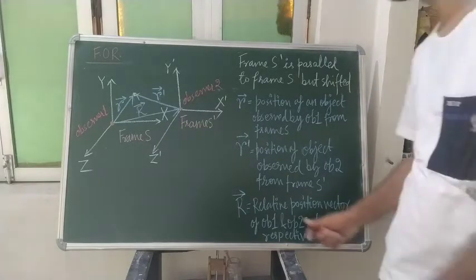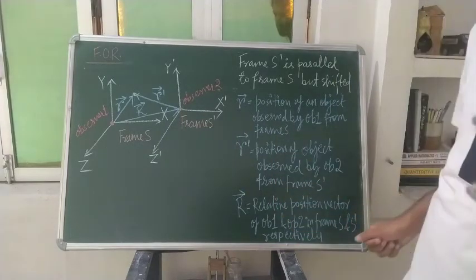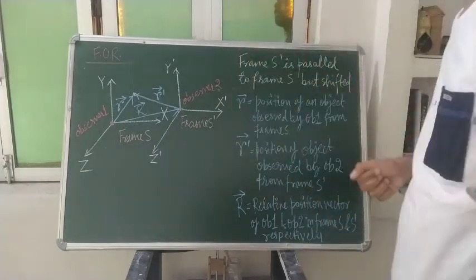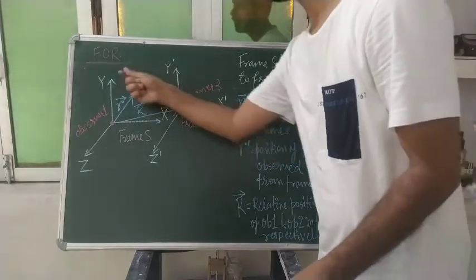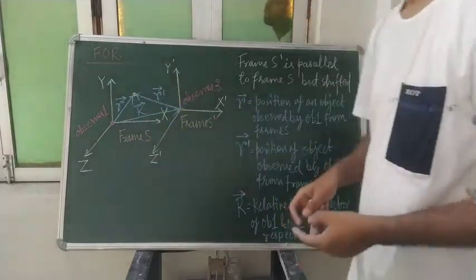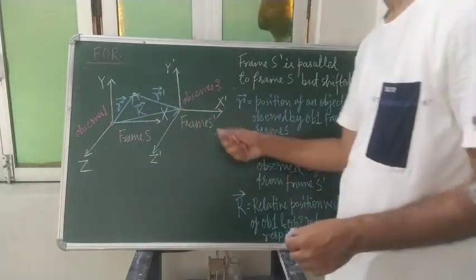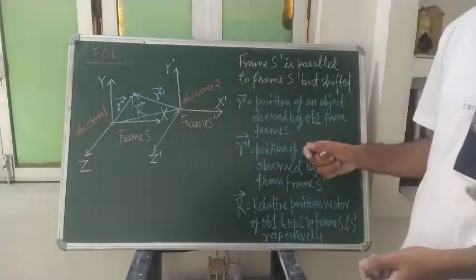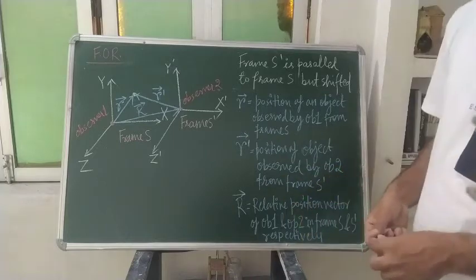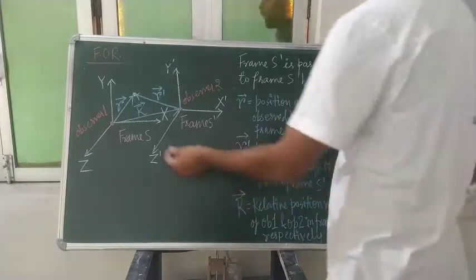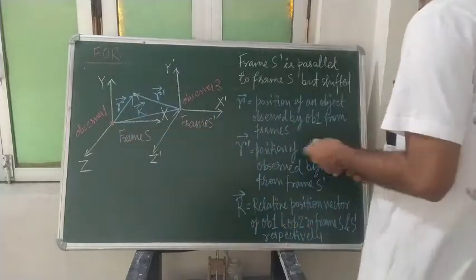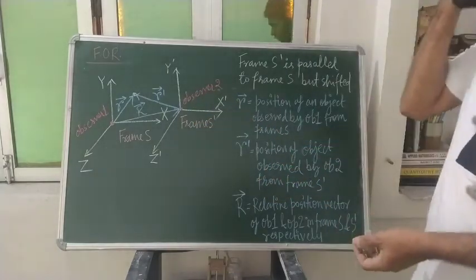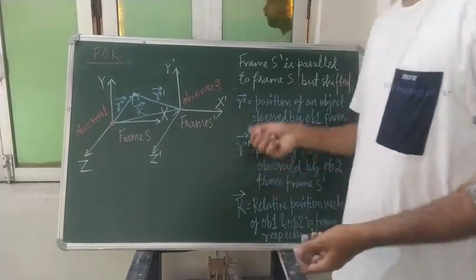So, we are considering a frame. For the frame we will have a coordinate system. The x, y, z coordinate system we are calling our frame S, and x prime, y prime and z prime we are calling our frame S prime. Observer 1 is present at the origin of frame S, and observer 2 is present at the origin of frame S prime.